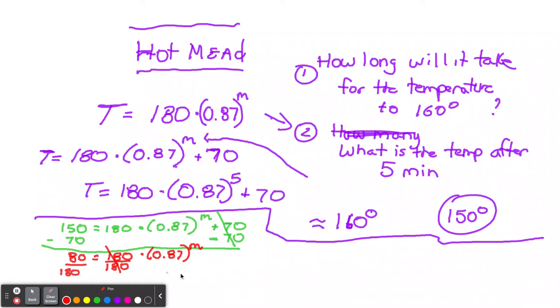If you divide 80 by 180, you're going to get about 0.444. We'll just say 0.44. So now we have 0.44 equals 0.87 to the power m. Or if you saw it this way, 0.87^m equals 0.44. Now remember, when we're turning it into logs here, we're putting the m down: m log 0.87 equals log 0.44.